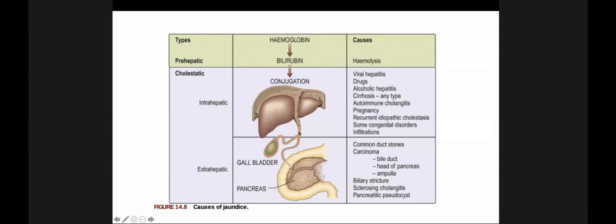Carcinoma of the bile duct can cause jaundice, as can carcinoma of the head of the pancreas or the ampulla where the bile duct drains out into the duodenum. A stricture of the bile duct can lead to jaundice. Sclerosing cholangitis, that's a specific condition, right? And pancreatic cirrhosis, which is compressing the bile duct. Okay, I hope that's clear.